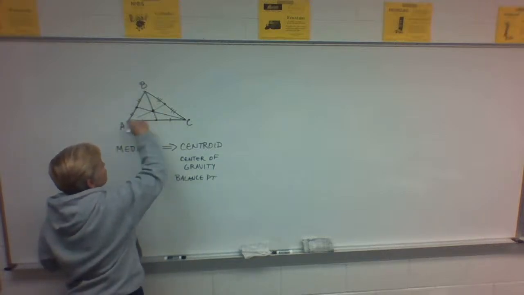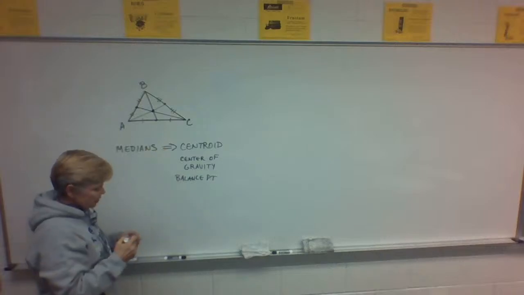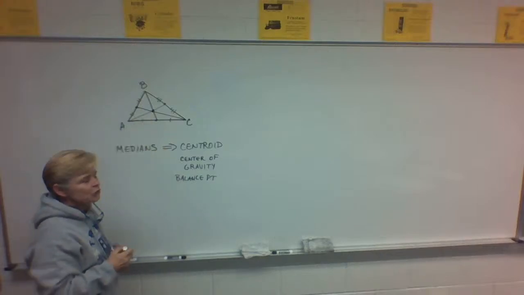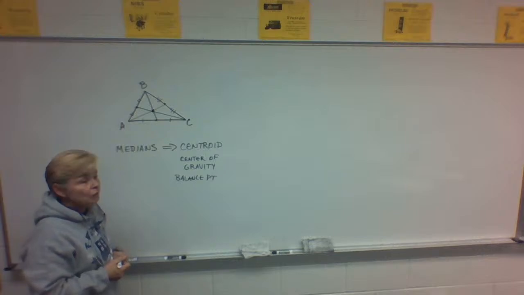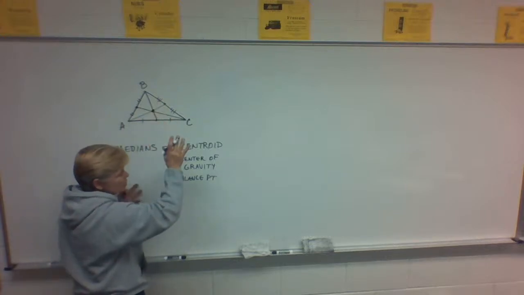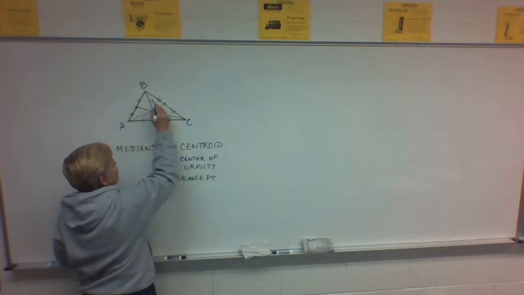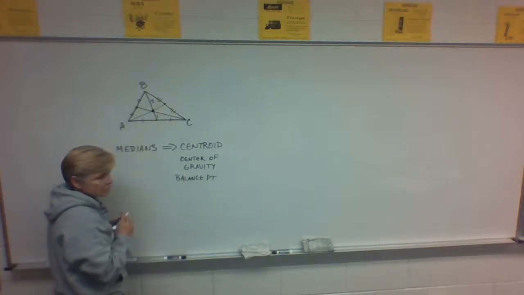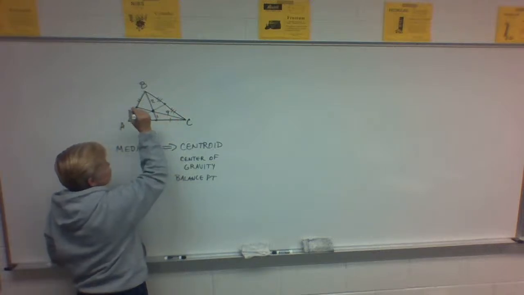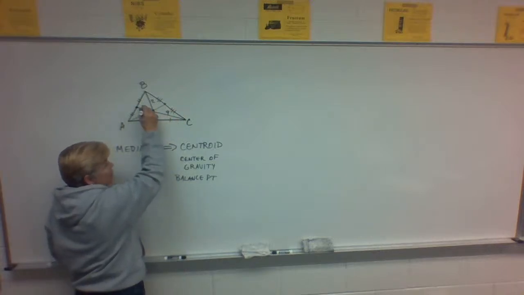When you draw all 3 of these, they split each other up. All 3 of them split each other up at this point right here in a ratio of 2 to 1. So on this one, these numbers aren't going to match up with the lengths, but if this were 2, I could guarantee that this was 1. If this was 9, I could guarantee that this was 4.5.